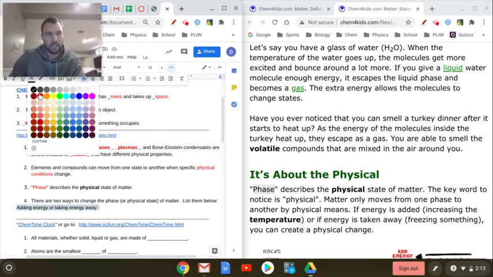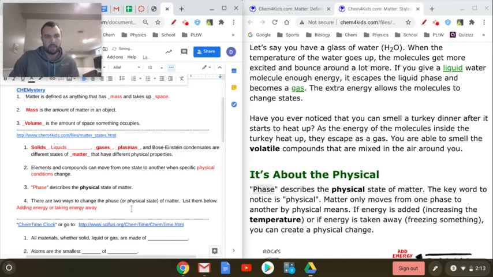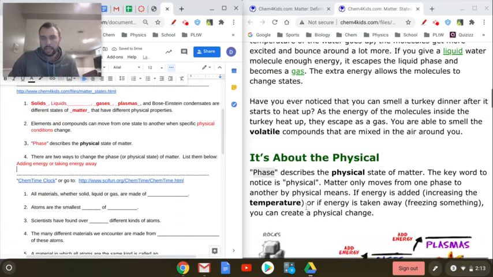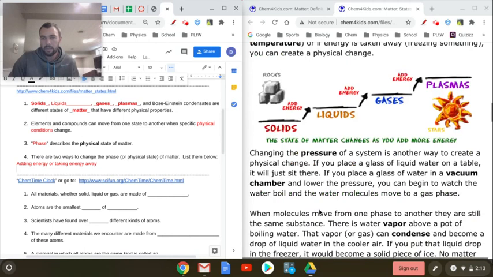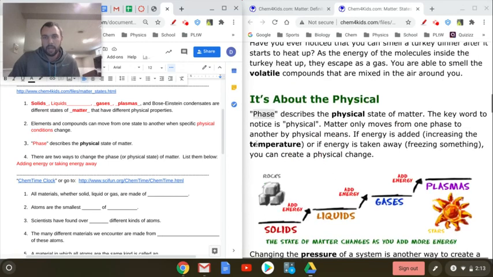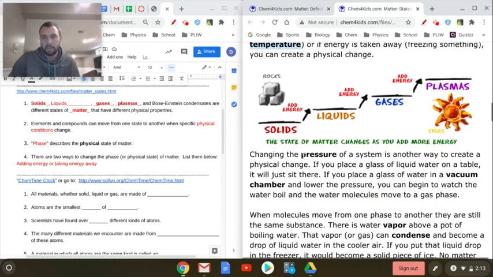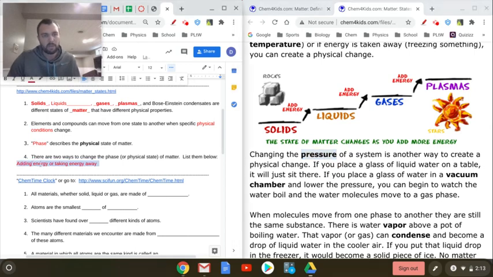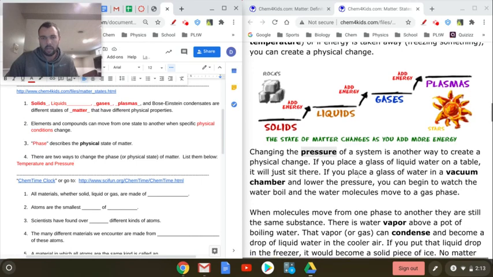Okay, and I'll change that to red. There we go. Changing the pressure of a system is another way. So here's another way. I bet what we're looking for here is temperature is one way to change it, and pressure is another way to change it. So I'm going to change my answer to number 4 here to temperature and pressure are the two ways to change a physical state. All right, good.